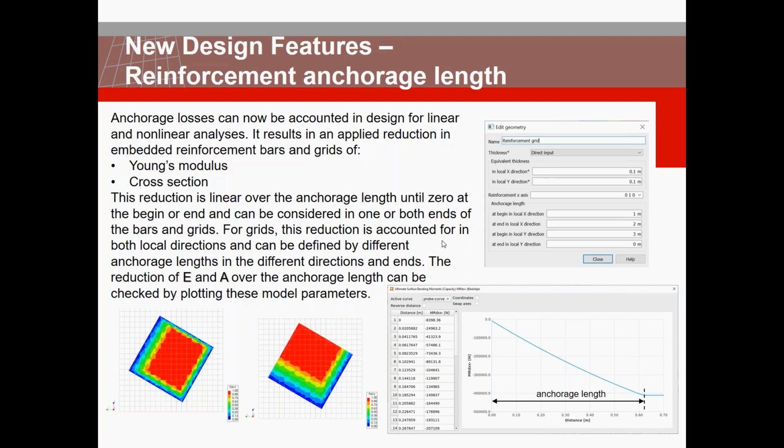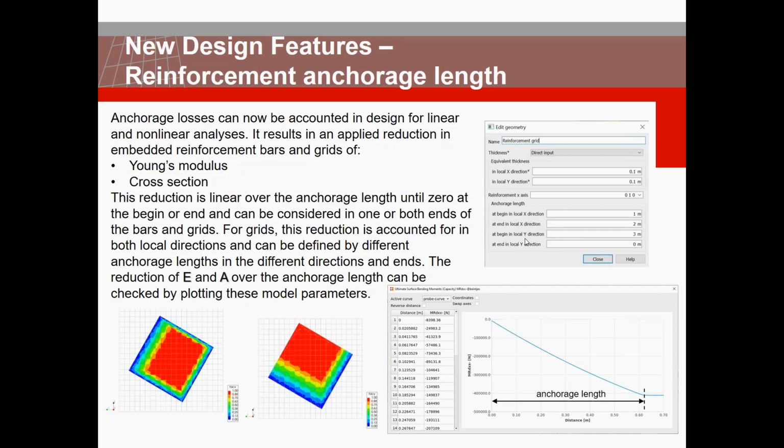First, I want to start with the anchoring length of the reinforcement. There's a development length needed to embed the reinforcement into the concrete to establish a safe bond between the concrete and the reinforcement. So this anchoring length can be entered in Diana. And as you can see over here, you have to enter this anchoring length at the beginning and at the end. And for reinforcement grids, we do it in both local directions, so in X and Y direction.